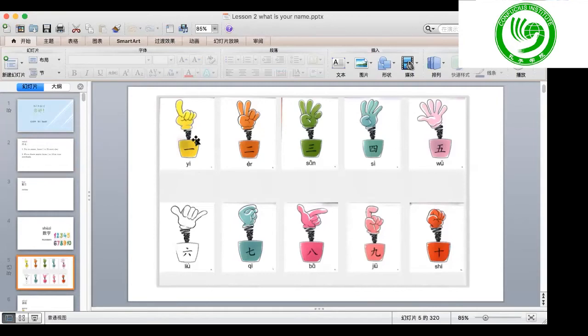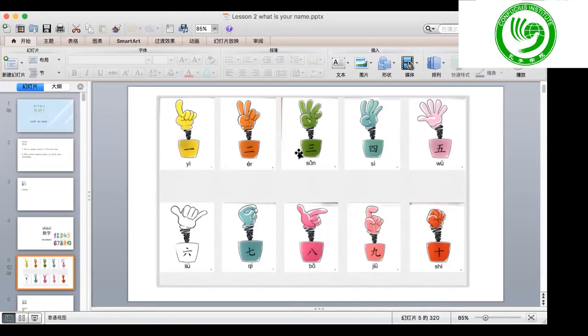With your fingers, please. Let us count together. 一、二、三、四、五、六、七、八、九、十。Okay, could you please count it by yourself? One more time. Ready? 开始。很好, very good, 很好.